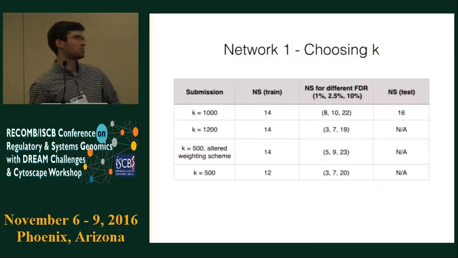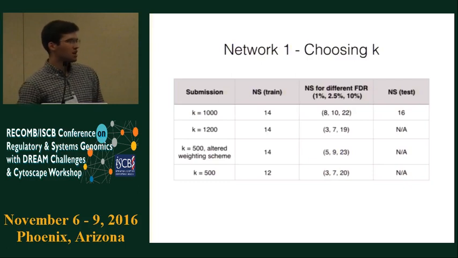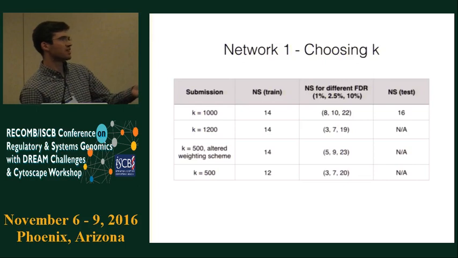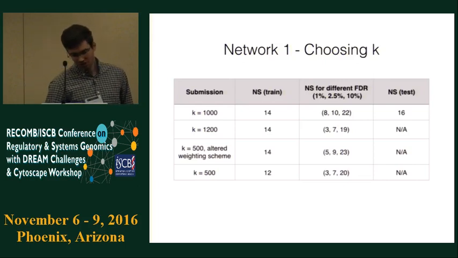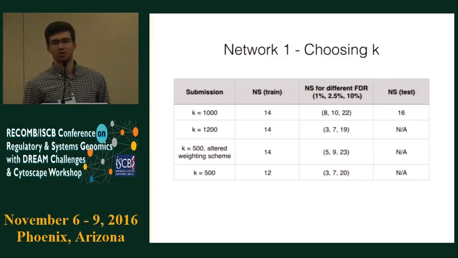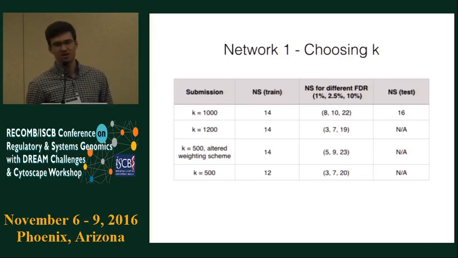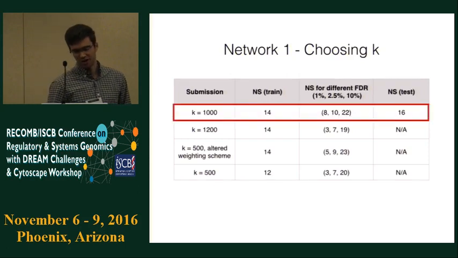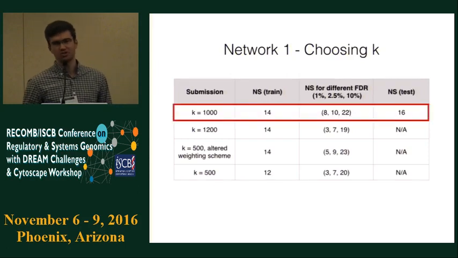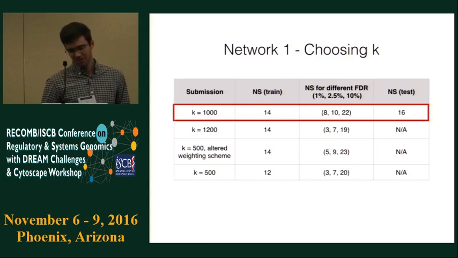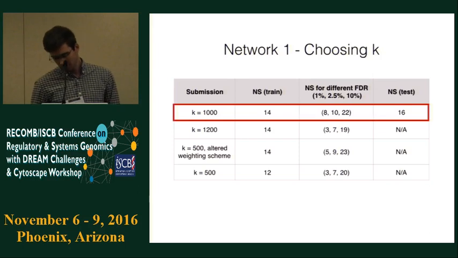So here's kind of an example of how we chose our final submissions. So in this case, you can see that we have three. What you want to look at is this NS train value. So we had three submissions that were basically the same on the leaderboards. And in order to distinguish, we used the different FDR levels that the organizers gave us. And so in this case, we kind of want to pick the one with the best scores across all FDR levels. And that hopefully would give us results that make sense on the test data as well.